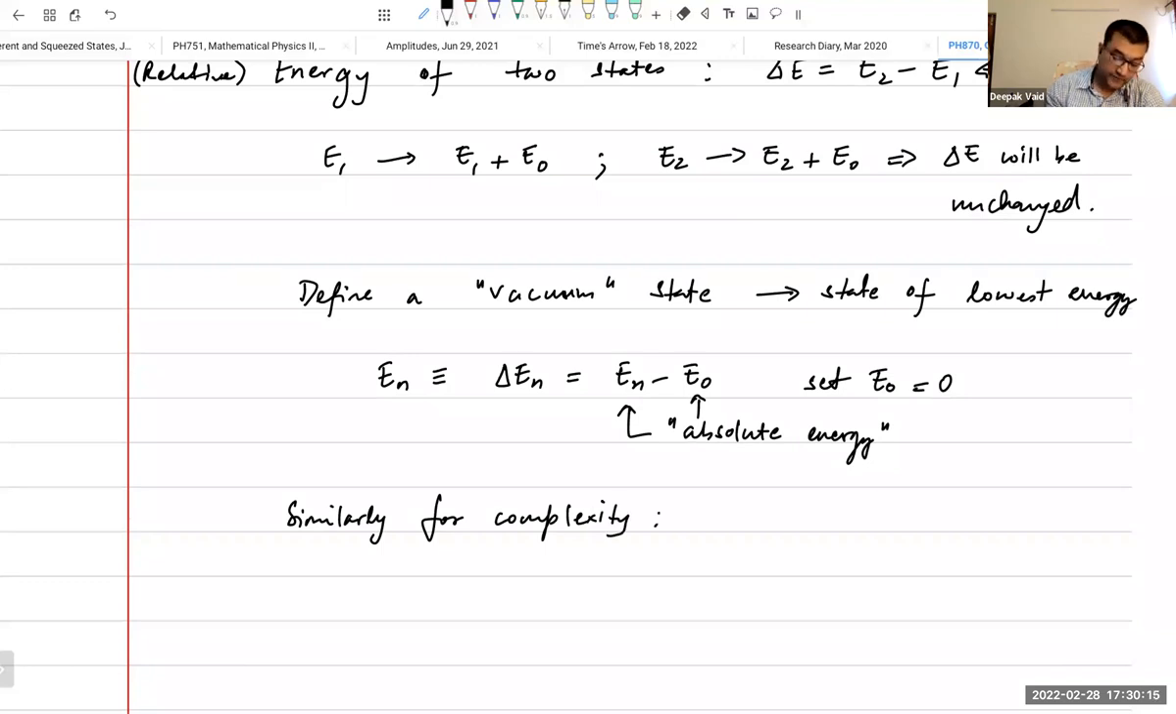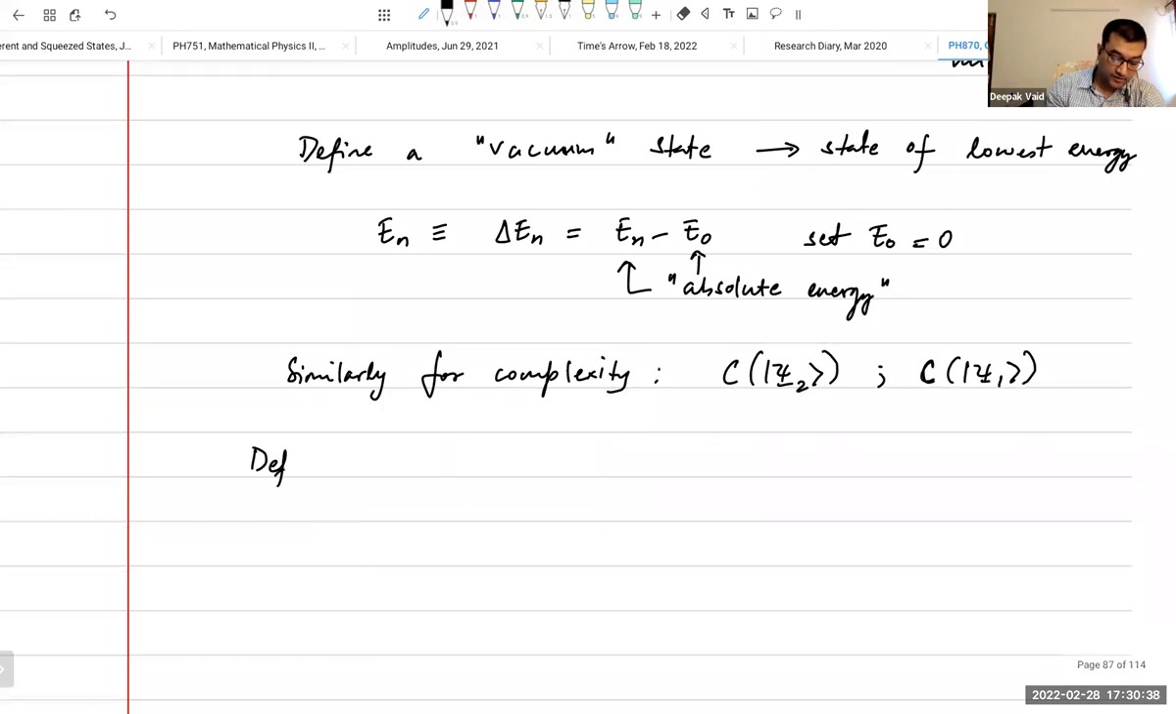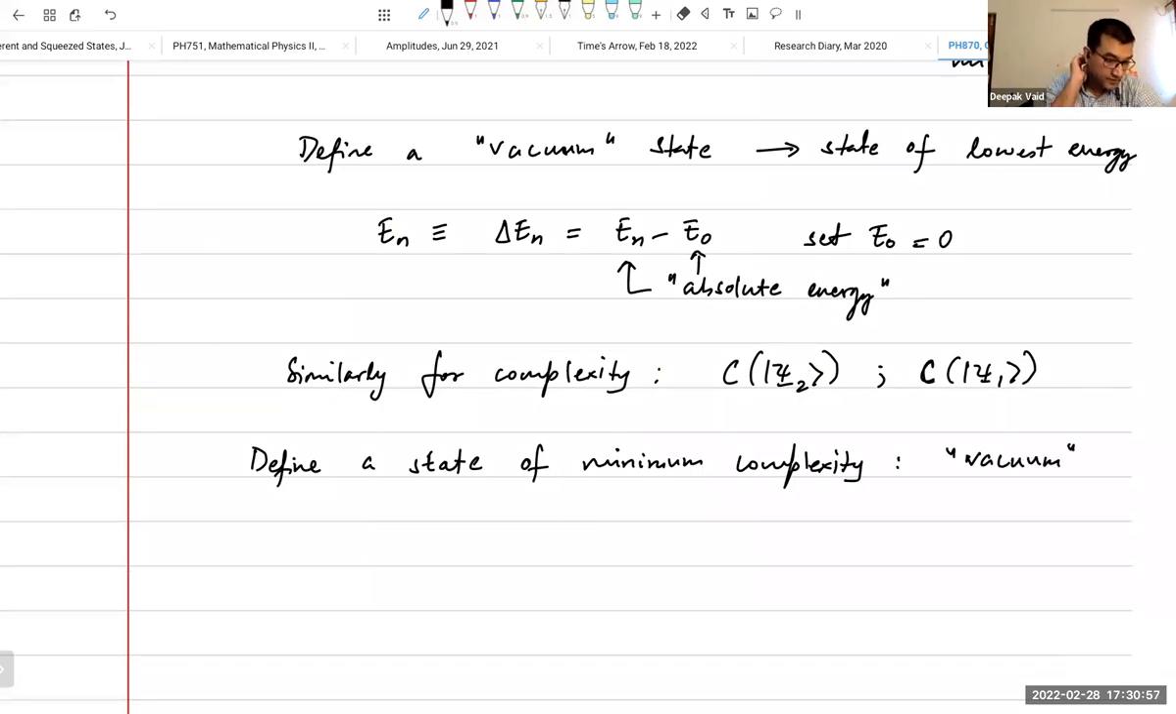So similarly, for complexity. If we have some state and we want to find the complexity of that state, let's say the complexity of psi 2, or the complexity of psi 1, how do we do so? Well, we have to define a state of minimum complexity. And again, this is some sort of a vacuum, because the vacuum is something which by definition is empty. It's the simplest possible state that you can have. And then you can have excitations in the vacuum.